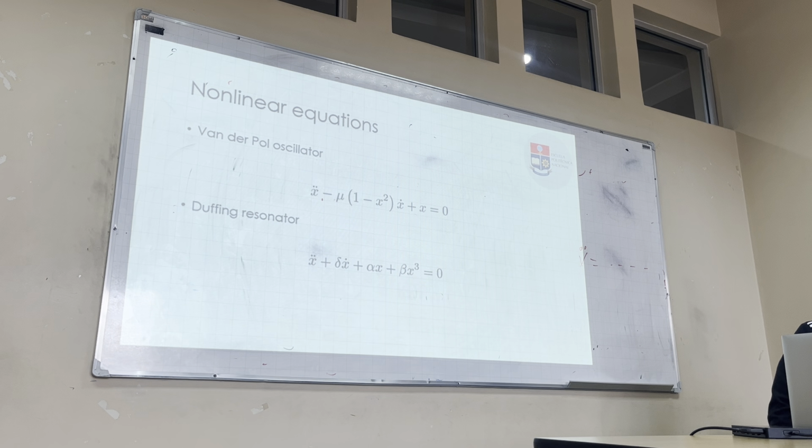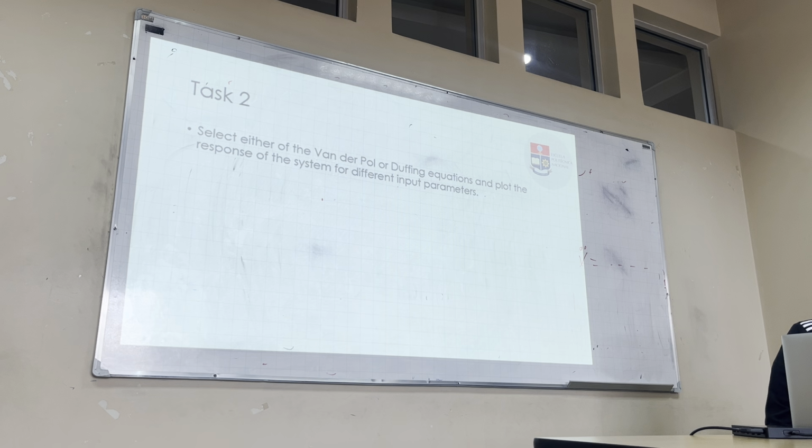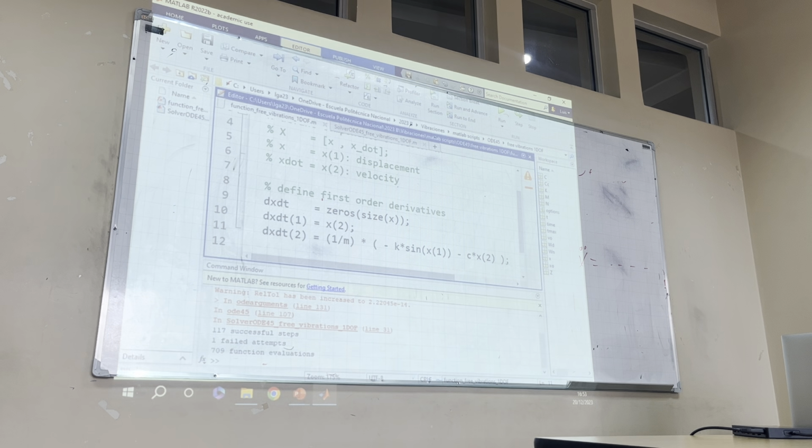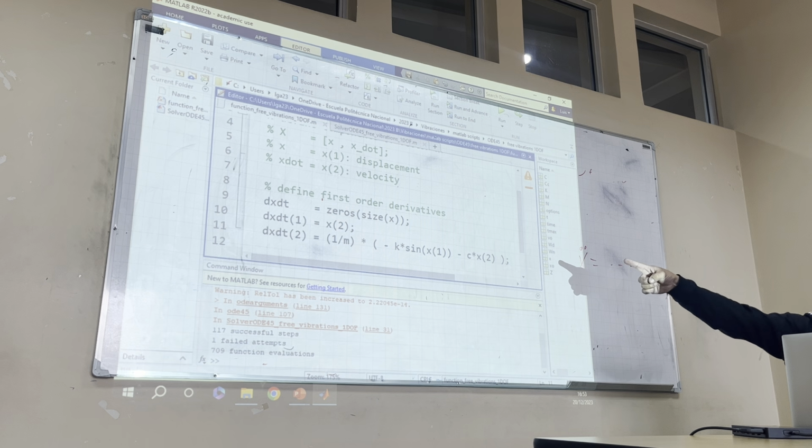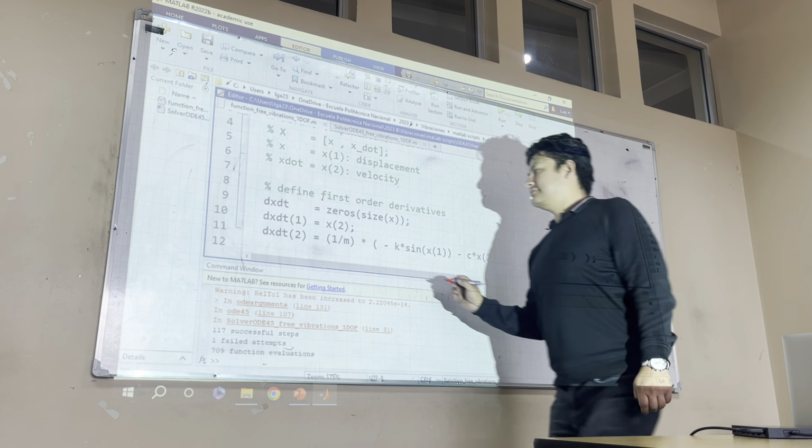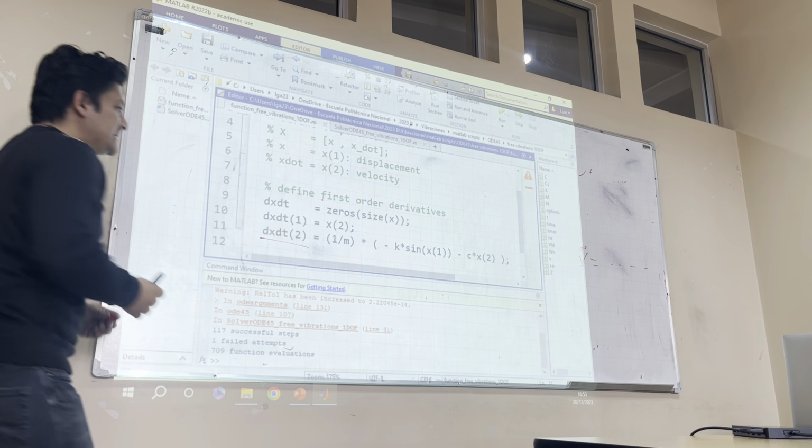Actually, the second one is easier. Both of them are very, very easy. Select either of them. Choose the van der Pol or the Duffing equation, put parameters and plot it. If the previous problem took you 2 minutes, this is going to take you 30 seconds. It's extremely easy. Just modify this line of code. This has to be modified.